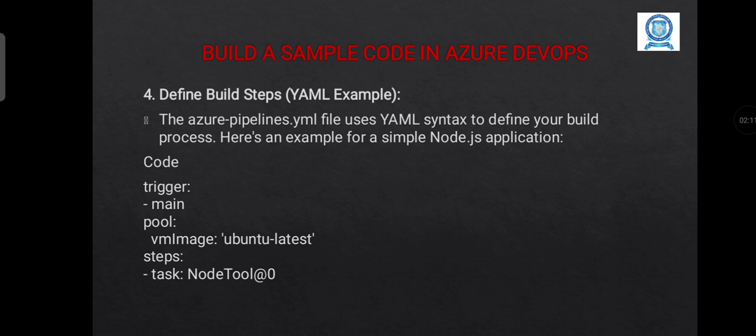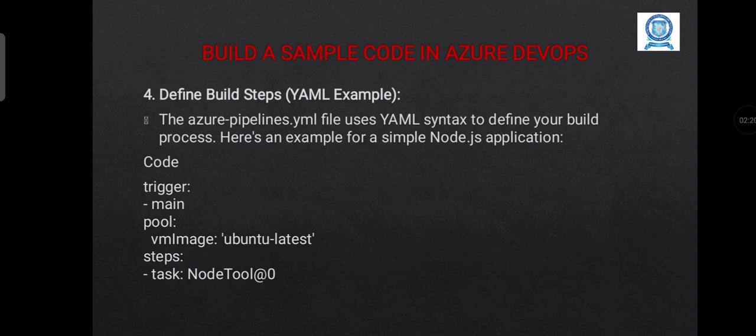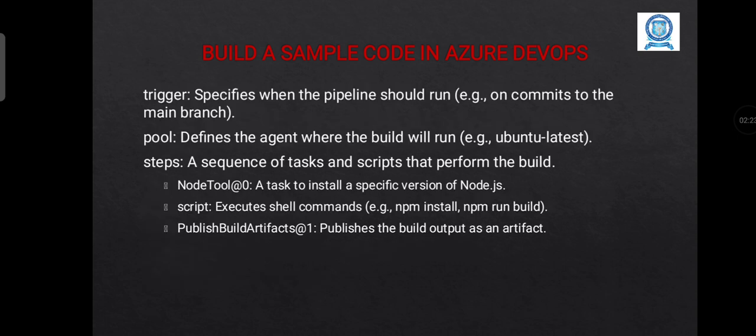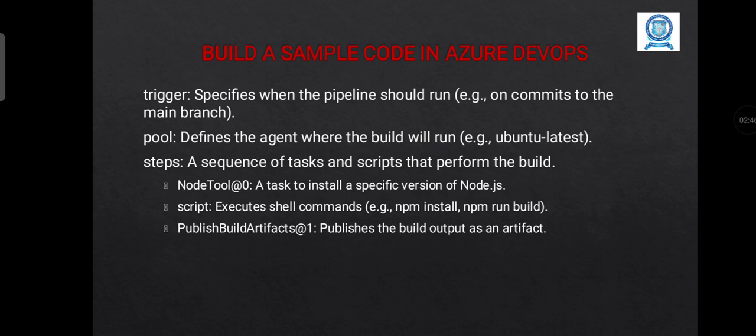So in the YAML file, our code has several terms and steps, and we can define several tasks. For example, initially we will give trigger. Trigger specifies when the pipeline should run. Example, on commits to the main branch. Whenever we perform commits to the main branch, our pipeline will run. So this is one example, and this will be mentioned in the trigger section. Then there will be the pool. In pool, we can define the agent where the build will run. Example, ubuntu-latest.